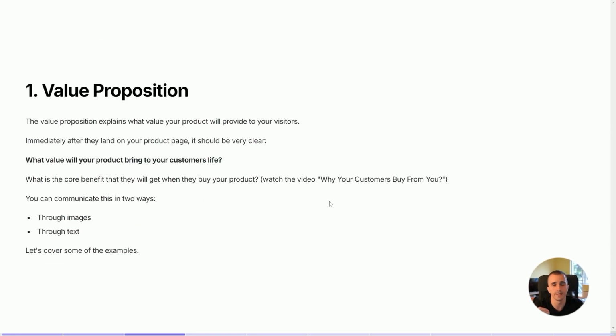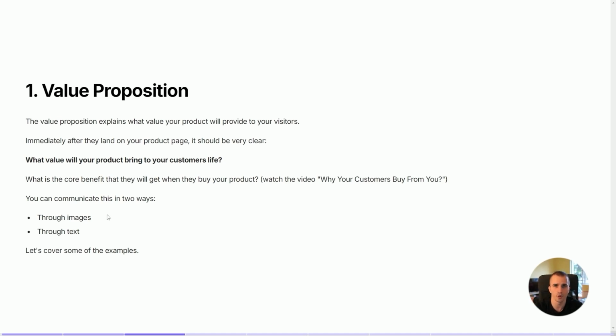The first thing that you must have is a value proposition. The value proposition explains what value your product will provide to your visitor. Immediately after they land on your product page, it should be very clear what value your product will bring to your customer's life. Whenever customers land on your product page, they're thinking, how will this product benefit my life? What will I get if I buy this product? This is also one of the reasons why you often hear that benefits are more important than features, and that is true. We want to communicate the value, the benefit that your product will provide.